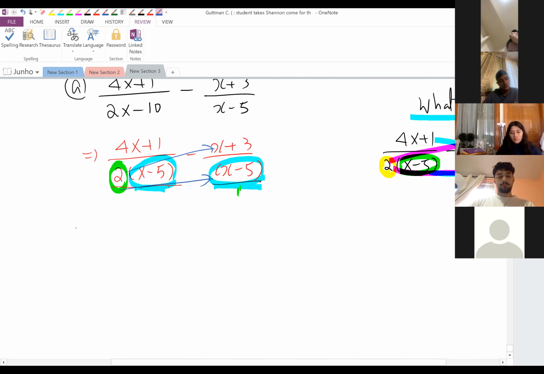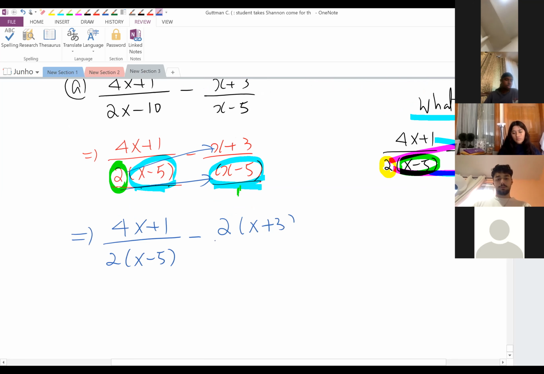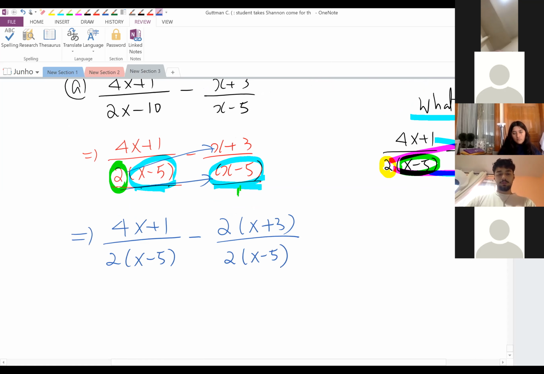Then this becomes 4x plus 1 over 2 times x minus 5 minus 2 times x plus 3 over 2 times x minus 5. So you know what I'm doing, right? It should be really clear. Otherwise, when I assign a little bit more complicated problem, you may get harder time. So please let me know. Make sense to you? Andrew, make sense?